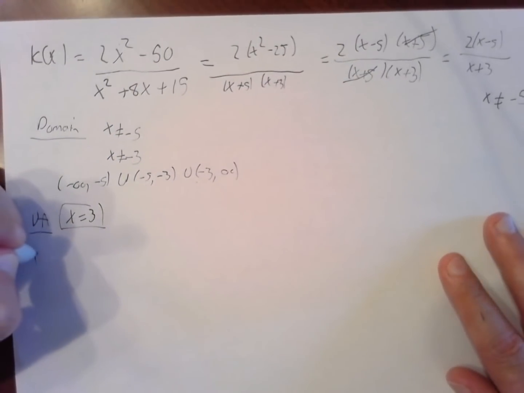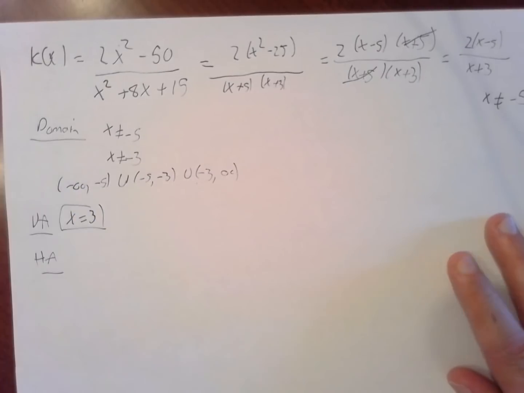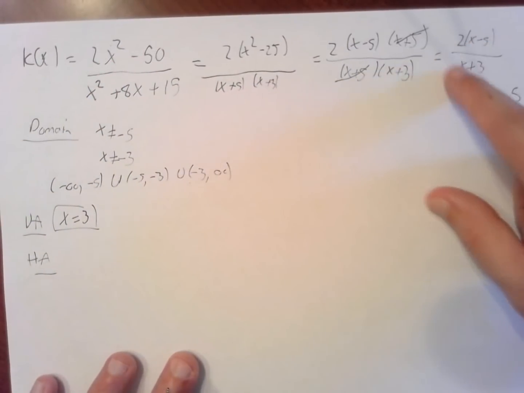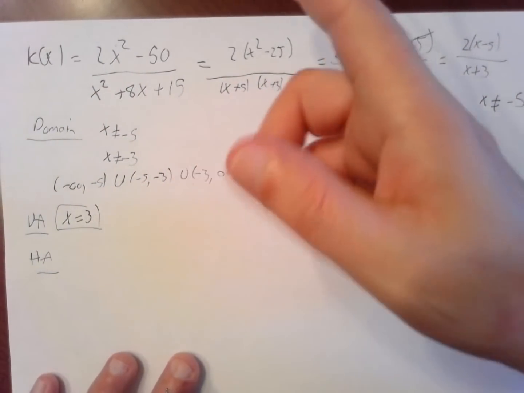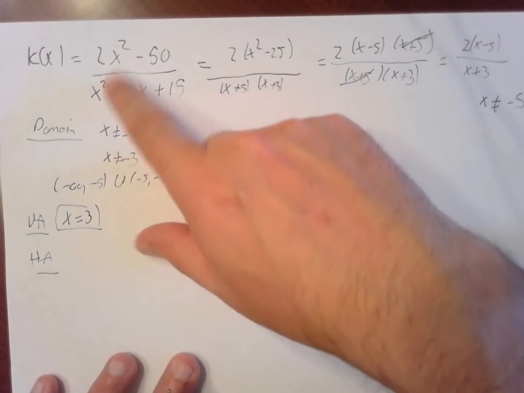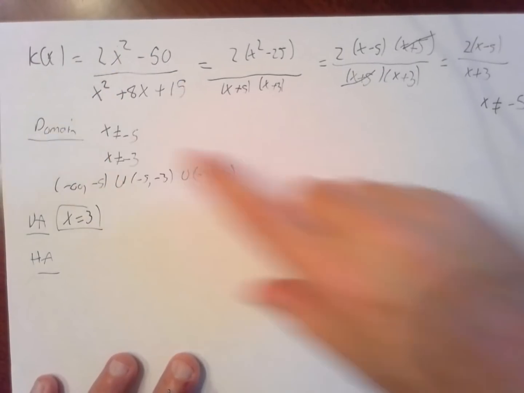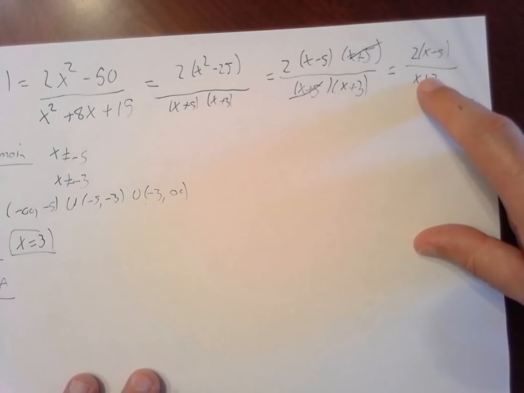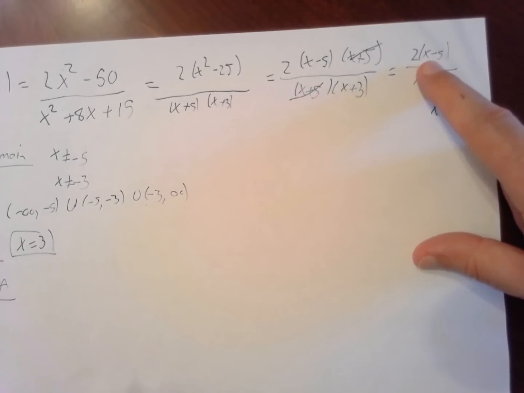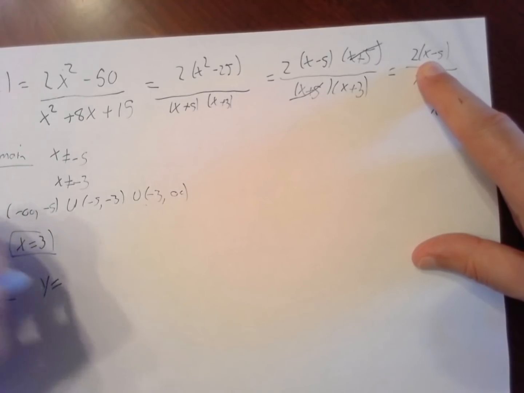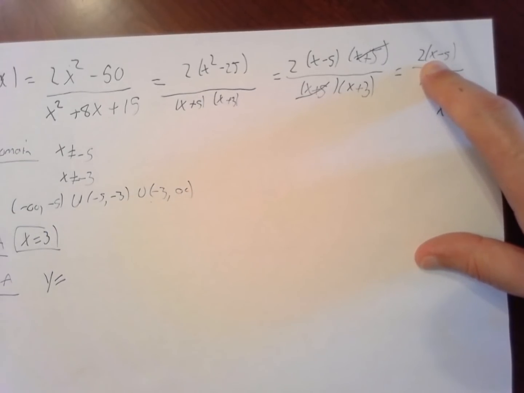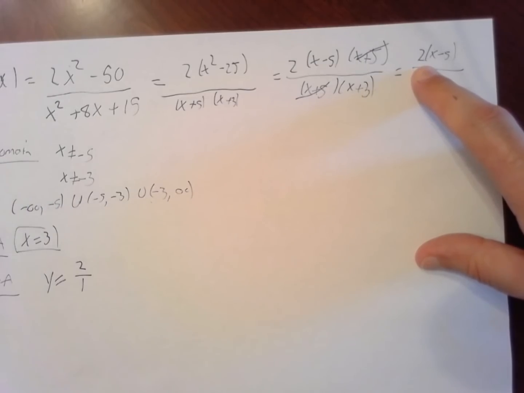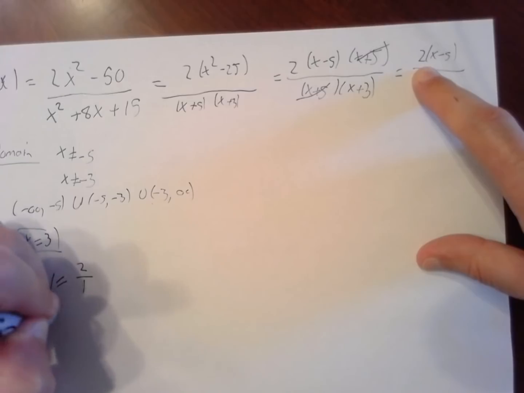Horizontal asymptote. Look at the degrees, top and bottom. I can go here to the original or to this reduced version. Doesn't matter. They have the same degree. They're both x squared. Or here, they have the same degree. They're both a power of 1. So I take y equals the ratio of leading coefficients, 2 over 1, which is just y equals 2.